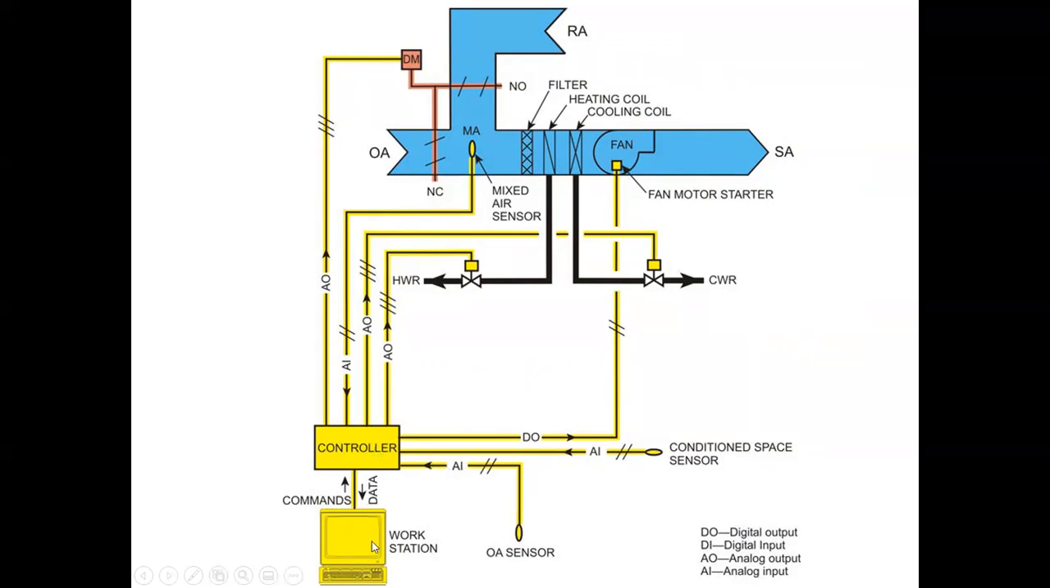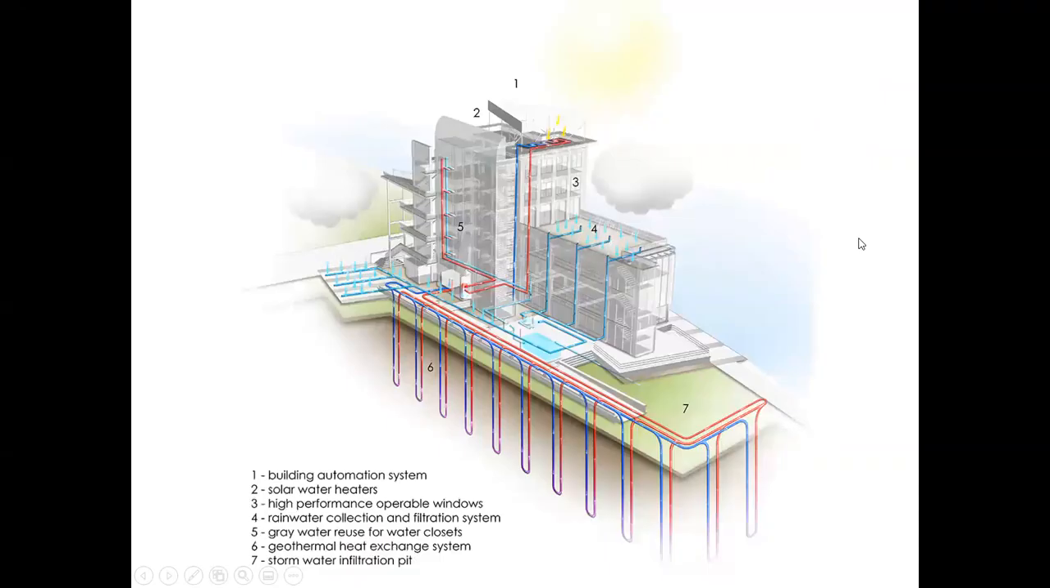We've got a workstation, a computer that's talking to the controller. Condition space sensor, analog input. Here's a digital output going to the fan motor starter. So when you start the fan, you just push it, it starts, and then you're done. It's running. So that's kind of what that's all about. You can see what's analog and what's digital. Damper motor for damper positioning. I think that's pretty good on that.